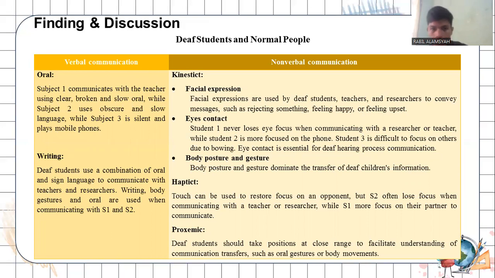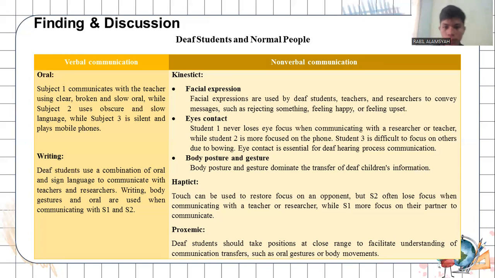How about the non-verbal communication between deaf students and normal people? Facial expressions are used by deaf people, teacher, and the researchers to convey the message, such as rejecting something, feeling happy, or feeling upset. And the eye contact. Student 1 never loses eye focus when communicating with the researcher or teacher, while student 2 is more focused on the phone. Student 3 is difficult to focus on others due to bowing. Eye contact is essential for deaf-hearing communication.